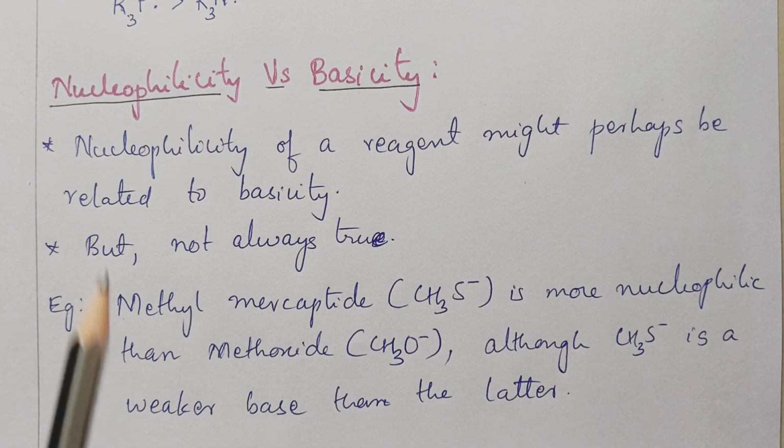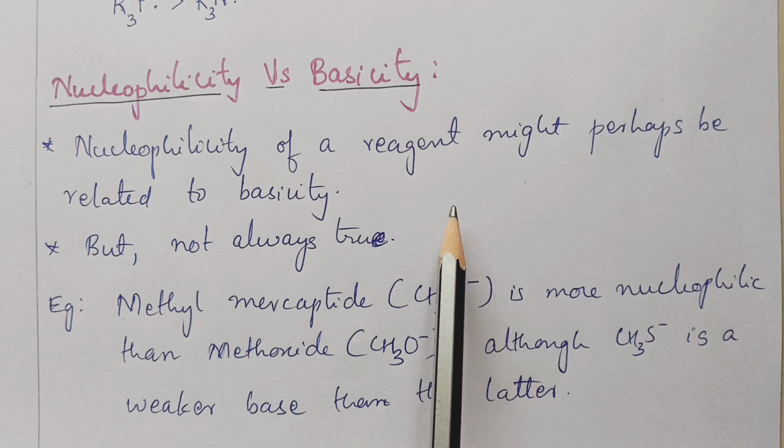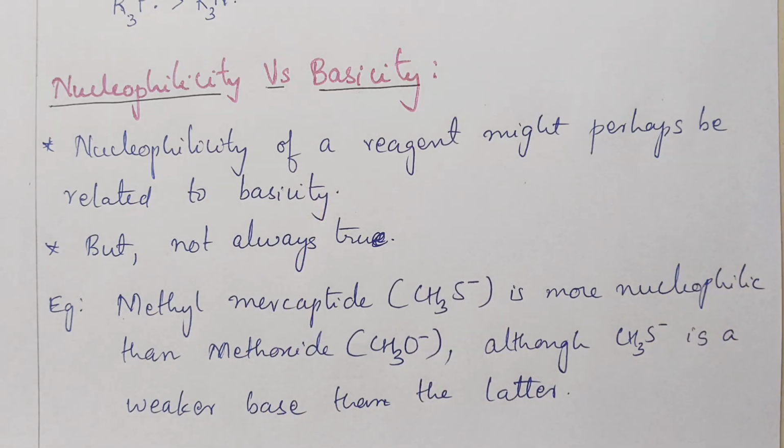Finally, one small topic, nucleophilicity versus basicity. Nucleophilicity of a reagent might perhaps be related to basicity, but it is not always true. For example, methyl mercaptide. Mercaptan means sulfur. Okay, methyl mercaptide, that is CH3S minus, is more nucleophilic than methoxide. Just now we studied sulfur has larger size than oxygen. That's why sulfur is more nucleophilic than oxygen. Even though it is the case with nucleophilicity, CH3S minus is a weaker base when compared to CH3O minus.